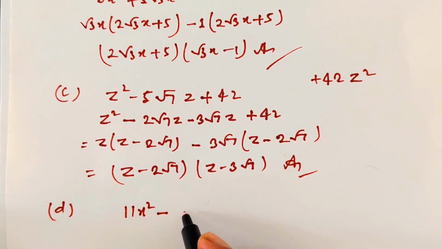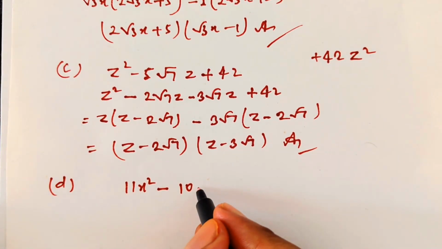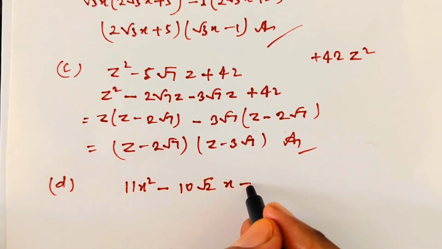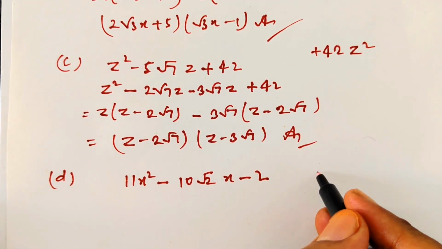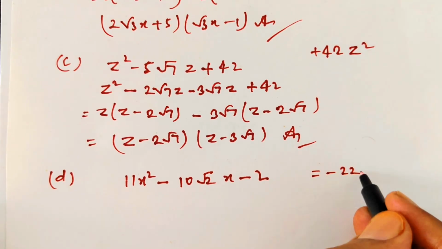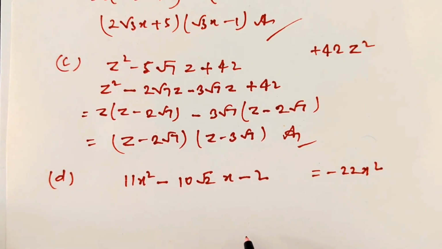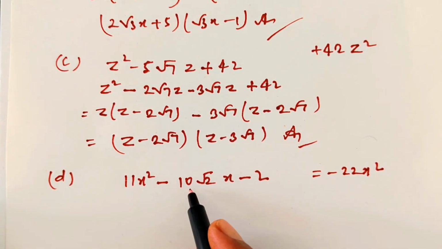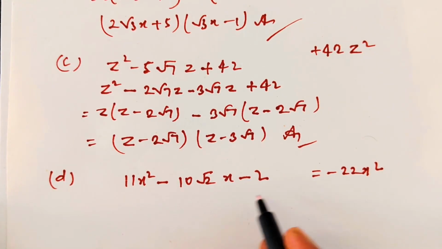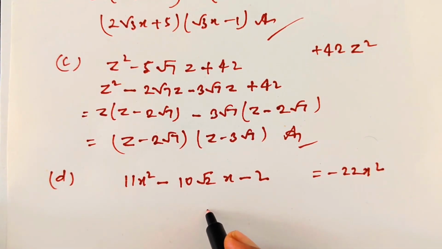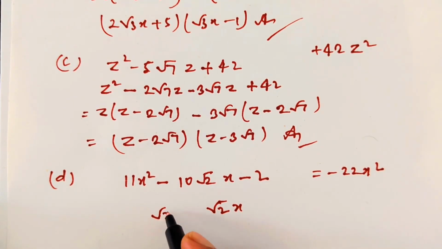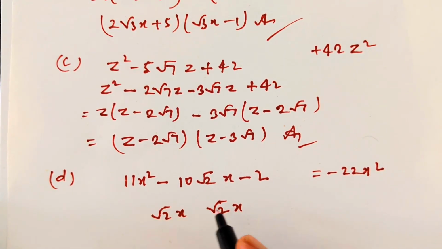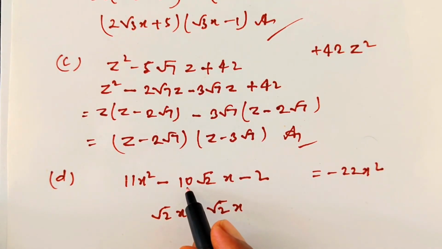11x square minus 10 root under 2x minus 2. So this is the question. Let's multiply the first and last term. It comes to minus 22x square. Let's break it to solve this question. It is demanding minus 10 root under 2x. If you write, first of all, root 2, and also root under 2, x, then you need to get the coefficient 10.